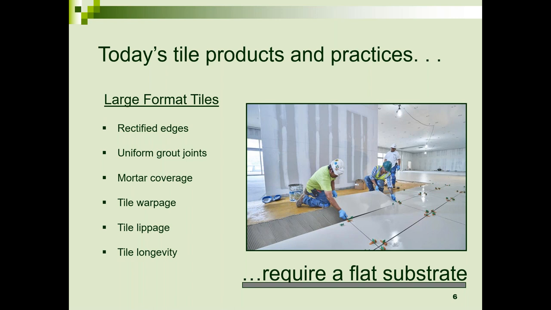All right. So if we look at some of the qualities of the tiles, for example, rectified edges, perfectly square tiles, once installed, if the floor is not leveled, those perfectly square and straight tiles will not have uniform grout joints.